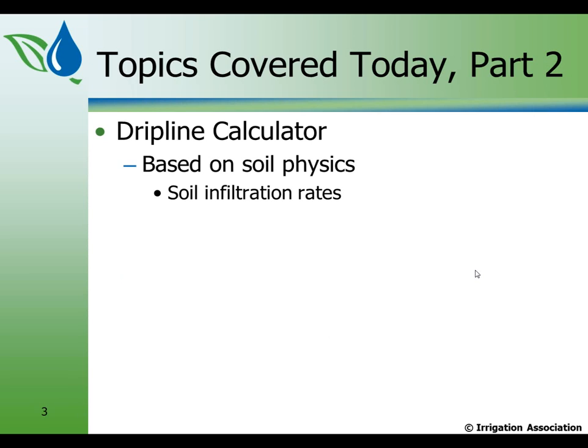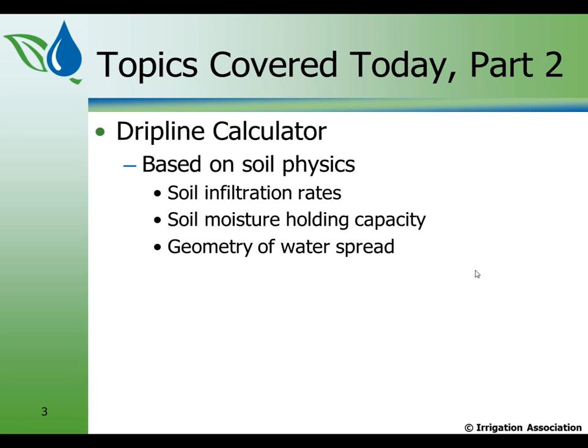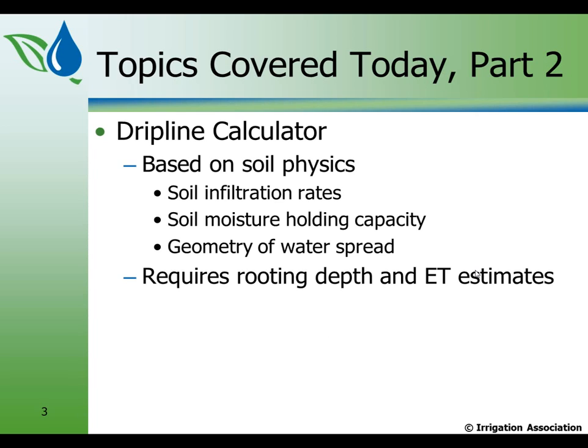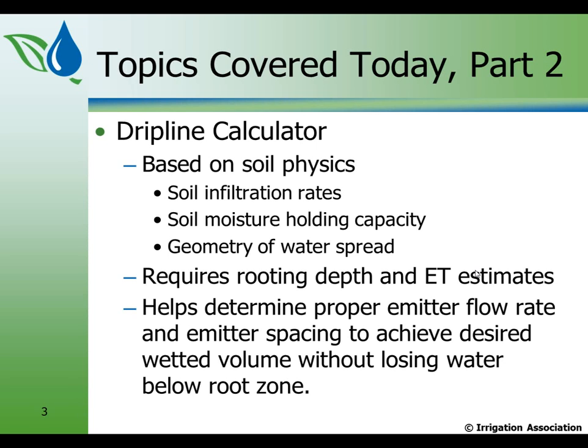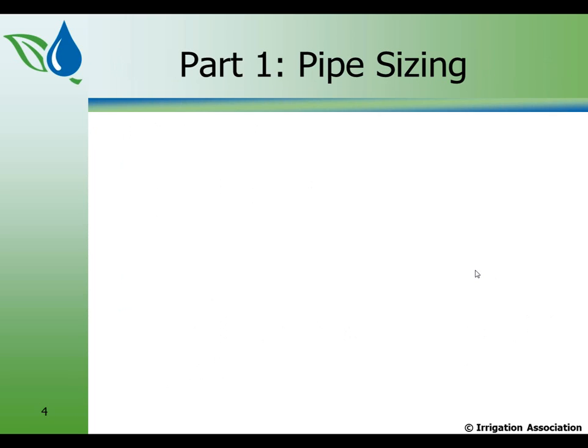The soil physics things that it takes into consideration, first is the soil infiltration rates, then the soil moisture holding capacity, the geometry of the water spread within the soil profile. It also requires rooting depth and evapotranspiration estimates in order to give you the end result, which is that it helps determine the proper emitter flow rate and emitter spacing in order to achieve the desired wetted volume without losing water below the root zone. So in other words, you're not blowing water out of the bottom of the root zone.